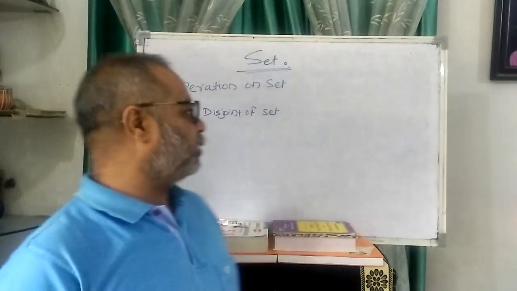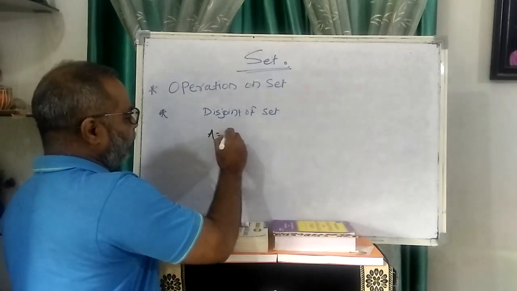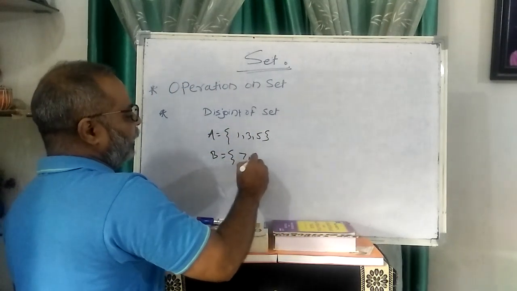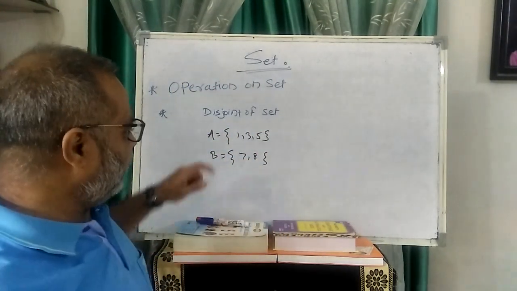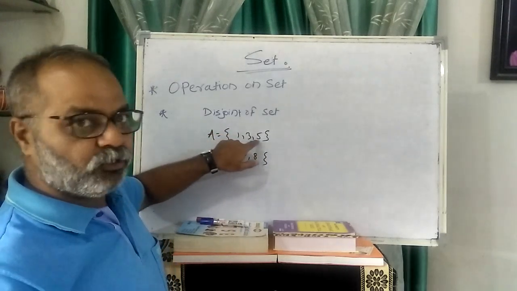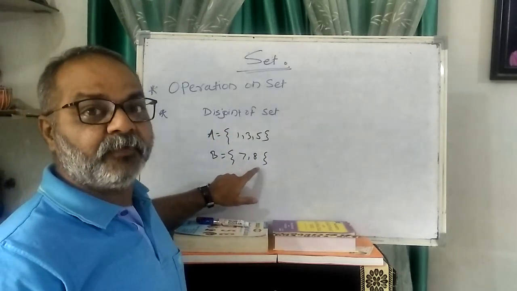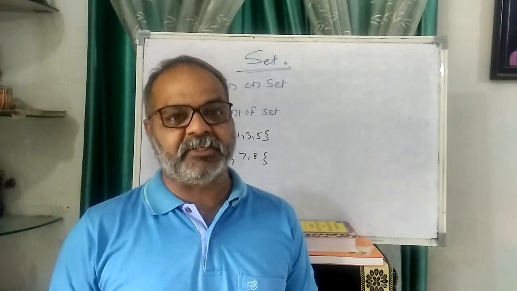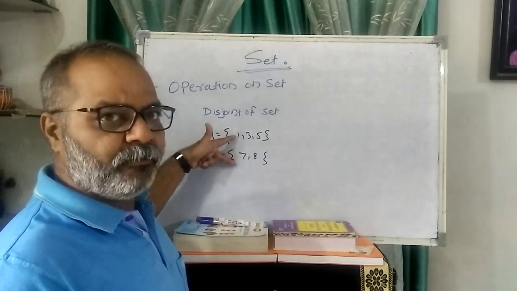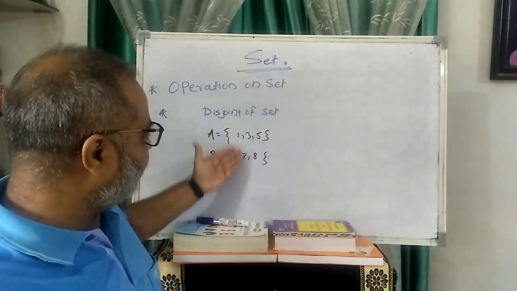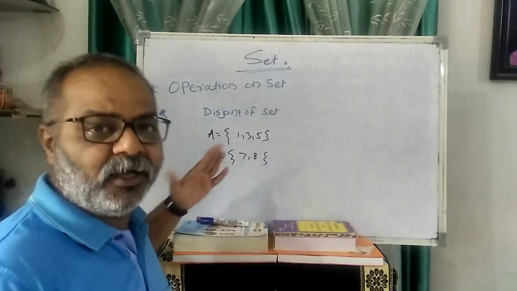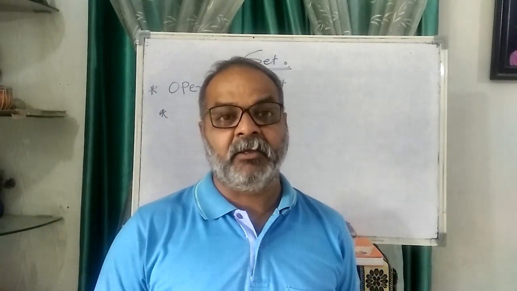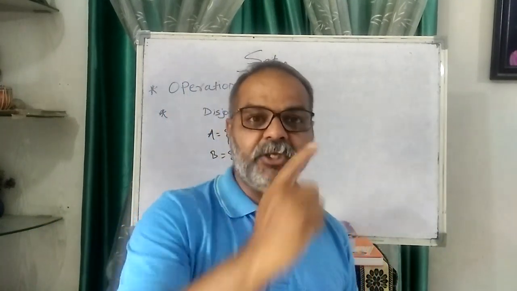The next operation is disjoint sets. I will write two sets. Set A is 1, 3, 5 and set B is 7, 8. The elements present in A are 1, 3, 5 and in B are 7 and 8. Intersection means there is a common element present. Can you see any common element between A and B? There is no common element, not a single one. So when there is no common element present, the sets are called disjoint sets.